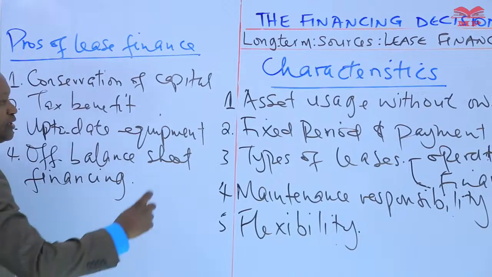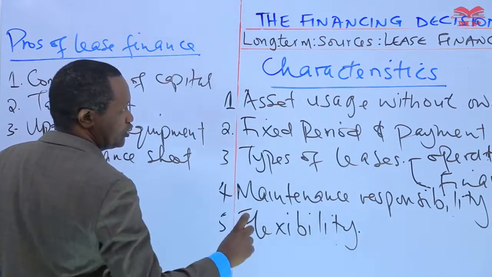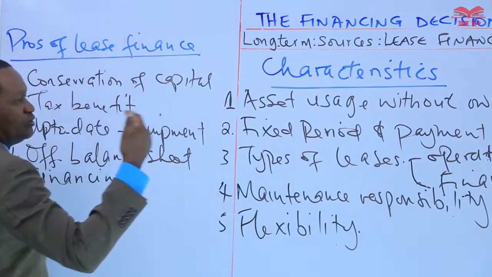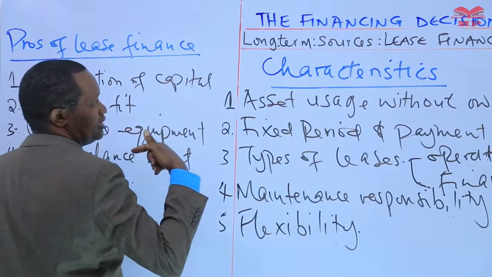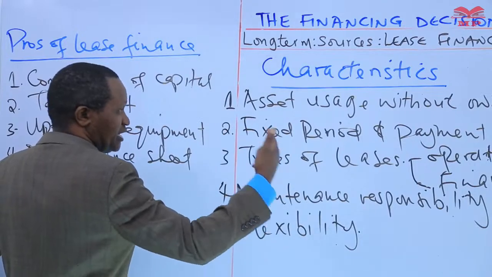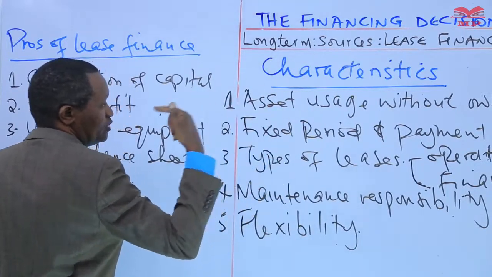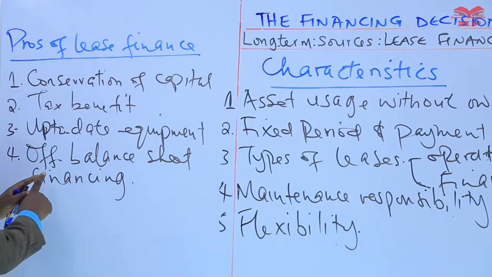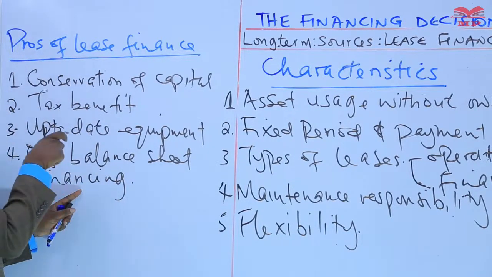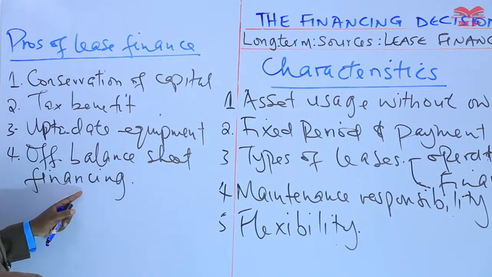Because remember, we say that operating leases are not owned by the business, they are owned by the lessor. Operating leased assets are owned by the lessor, and therefore such assets are kept off the balance sheet. They don't appear as assets in the balance sheet of the lessee, and that can be advantageous in various ways. Off-balance sheet financing.